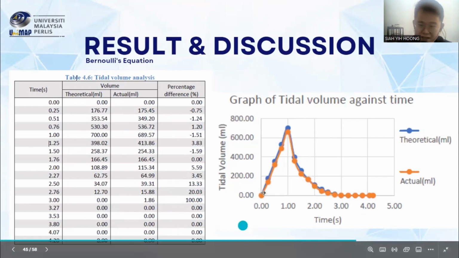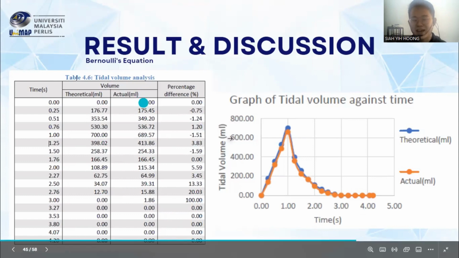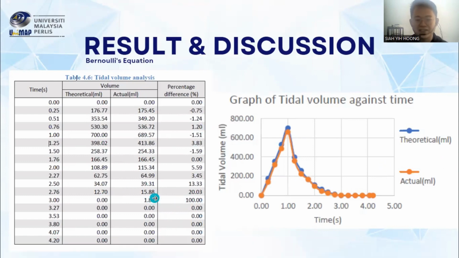So this percentage difference is probably caused by the airtightness of the system, which means there is probably some leakage on a valve, on a pipe, or on the pressure sensors. So don't worry, that's just a normal air leakage causing a small error.